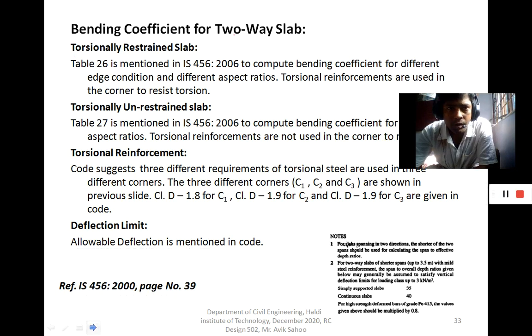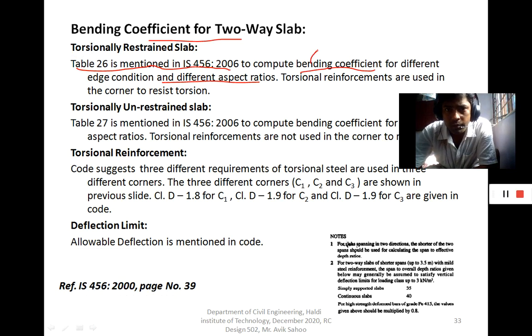So the bending coefficient for two-way slab, I have already discussed in the previous slide. Again I repeat, the bending coefficient for two-way slab, when the slab is torsionally restrained, Table 26 is mentioned in IS 456 2000 to determine bending moment for different edge conditions and different aspect ratios.